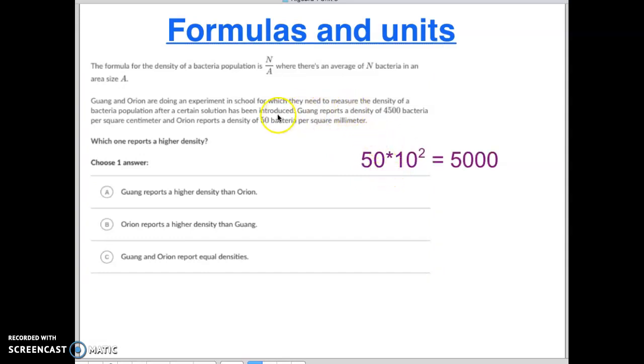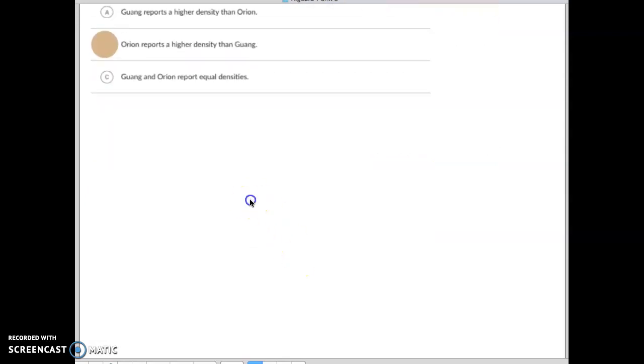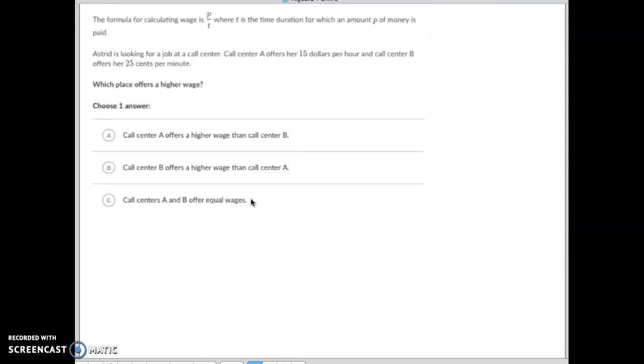So we would take this 50, we would multiply it by the 10 squared because it's a square centimeter. So it's times 10 to get from millimeter to centimeter, but it's times 10 twice because of the base and the height. And 10 squared would be 100. 100 times 50 is 5,000. Well, at that point, 5,000 per square centimeter as compared to 4,500 per square centimeter, that means that Orion has the higher density. Okay. Second example we'll do is this one.